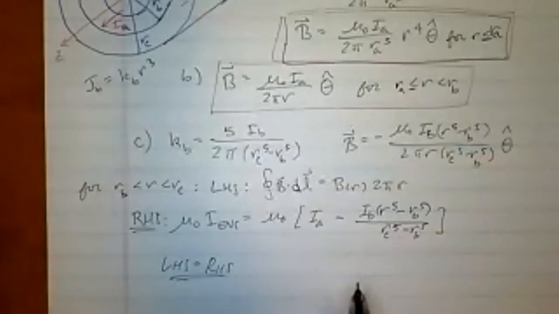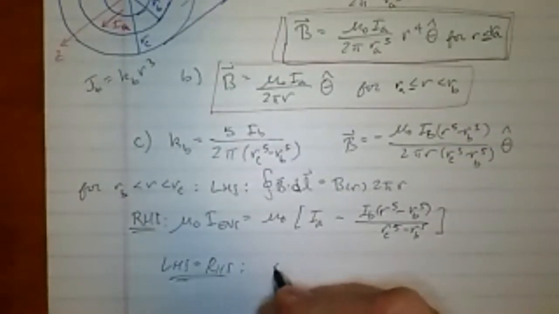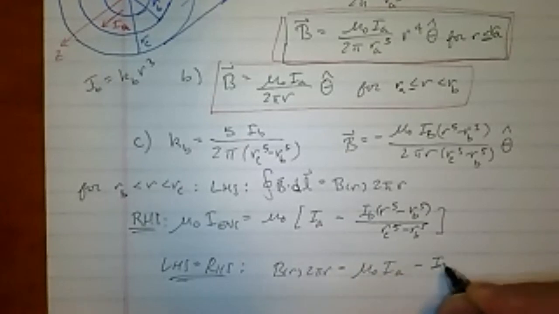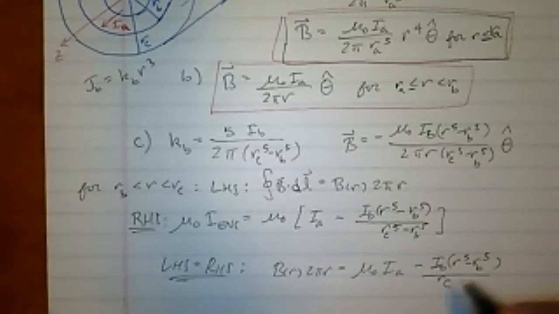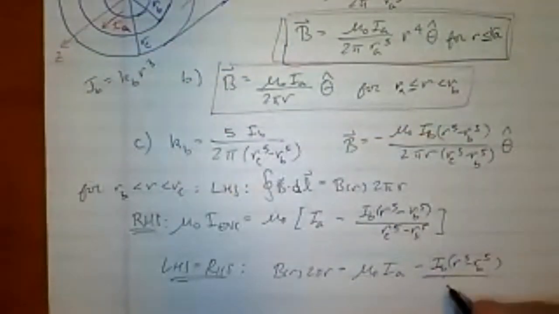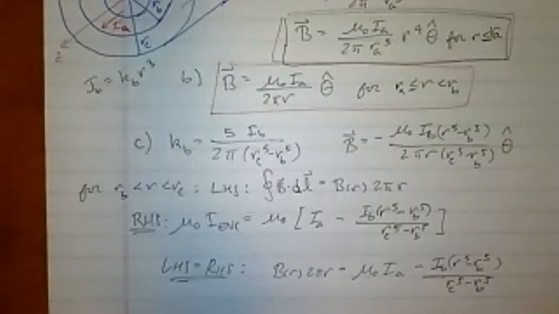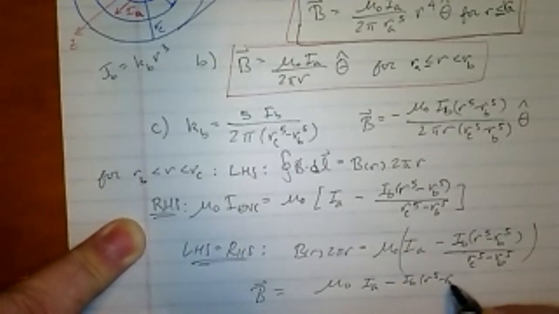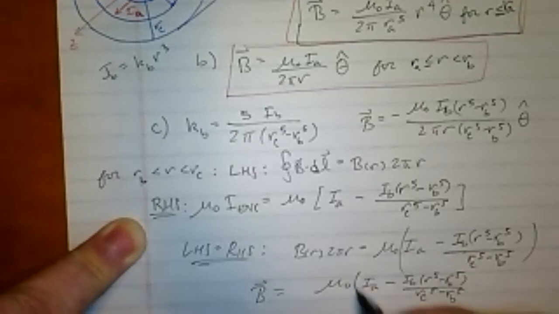And it gets a little odd, right? So when we say this, B of R times 2 pi R is equal to mu 0 times IA minus IB times R to the 5th minus RB to the 5th over RC to the 5th minus RB to the 5th. So you can now say, oh, wow, this B of R is a lot more complicated. B is equal to mu 0 times IA minus IB times R to the 5th minus RB to the 5th over RC to the 5th minus RB to the 5th, all over 2 pi R, and in the theta hat direction.